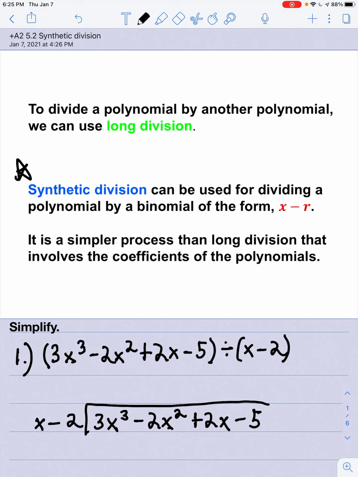The problem with synthetic division is it's limited to where we're dividing a polynomial by a binomial, two terms that are of the form x minus r. Now, it doesn't mean it has to be the operation of subtraction, it just has to be a binomial of that form, x plus or minus some number. And the nice thing about it is it's a little simpler of a process than long division because it does not involve all the variables and their powers. So we're going to compare.